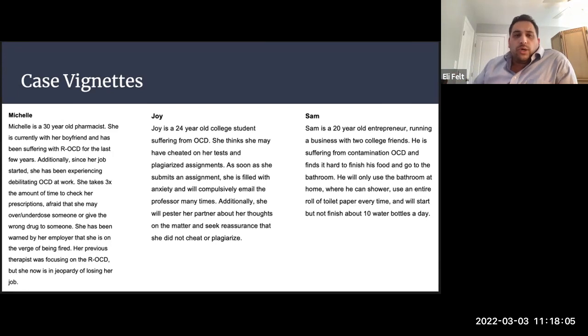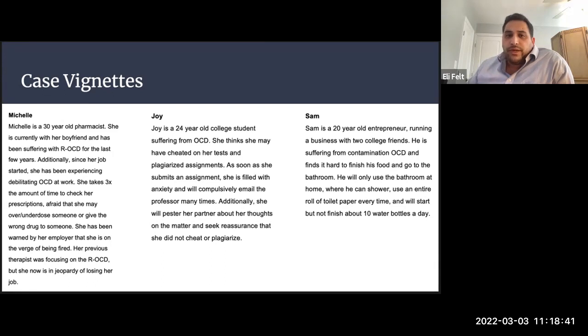And the next patient is Joy. She's a 24-year-old college student. She's suffering from OCD as well. She believes that she may have cheated on her test and plagiarized. So what she'll do is, after she submits the test, she'll email the professor 5 times and say, oh, did you grade it yet? Or I didn't cheat, or things like that, to seek reassurance from the professor. And she also will talk to her partner about that and seek reassurance consistently. Obviously, she's getting on the nerves of the partner, and the professors are suspecting that she is plagiarizing at this point.